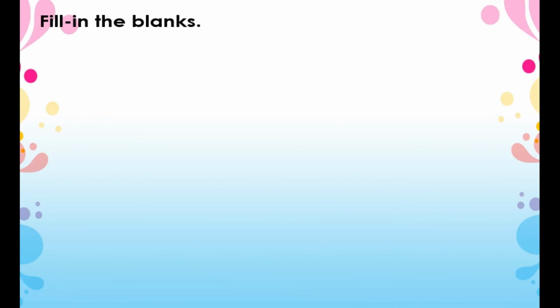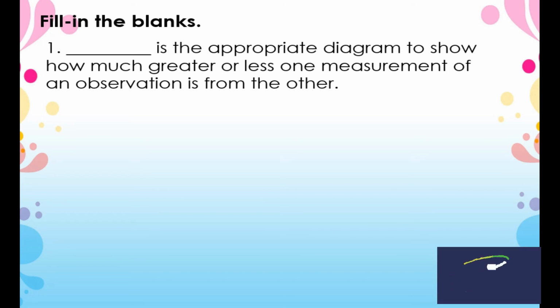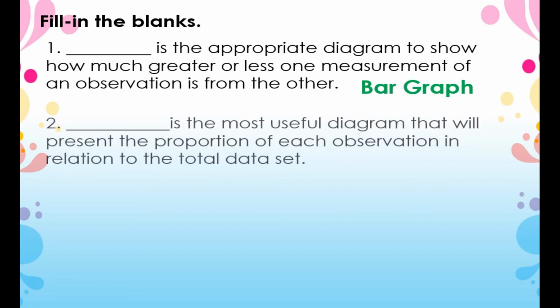Now let's take this short activity. Fill in the blanks. Number 1. Blank is the appropriate diagram to show how much greater or less one measurement of an observation is from the other. Correct. The answer is bar graph.